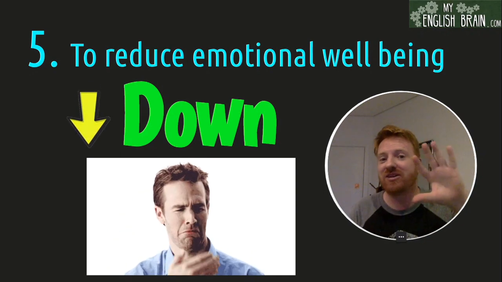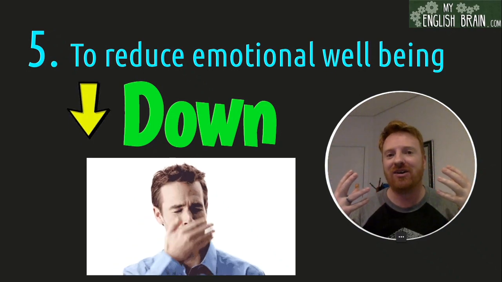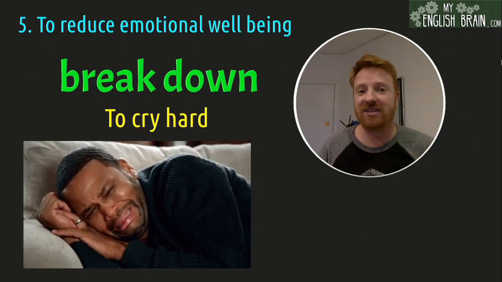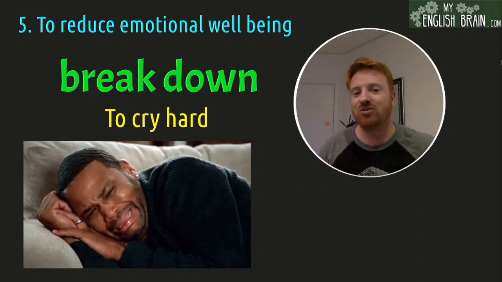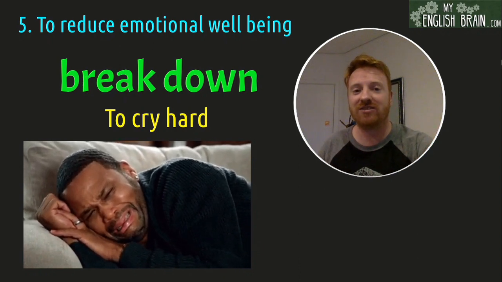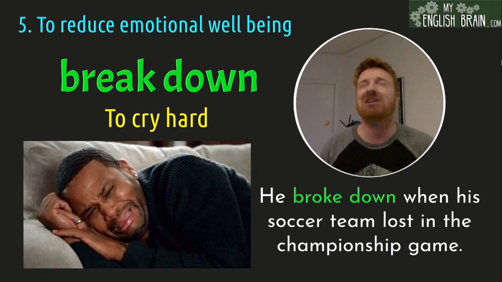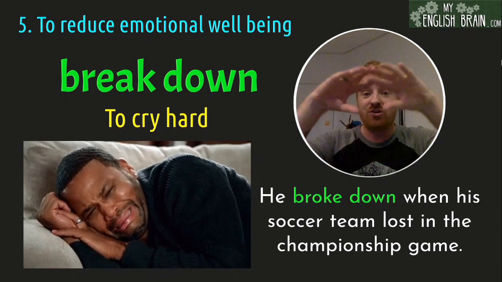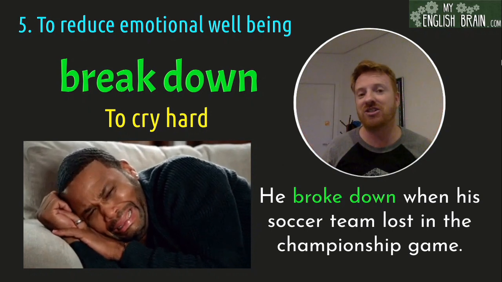Okay, the fifth reason why we use down in phrasal verbs is to reduce the emotional well-being or the happiness that a person has. Now, we can see this idea again in the phrasal verb break down. Break down also means to cry very, very hard. For example, he broke down when his soccer team lost the championship game. Now, the idea here is that when we use break down for emotions, your emotions are breaking down so that you cannot have a normal function anymore.